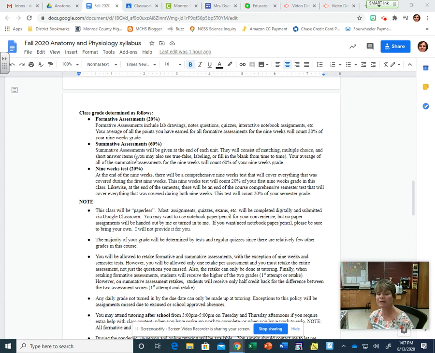Summative assessments are going to be your unit tests. At the end of each unit, you'll have a summative assessment, which is basically a unit test.